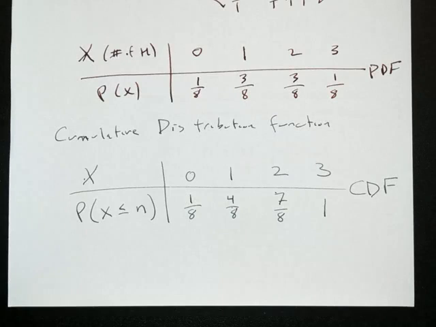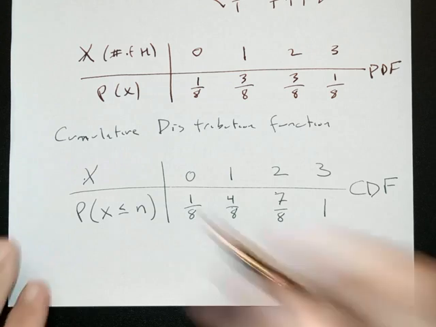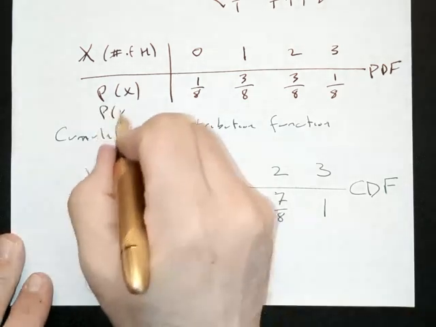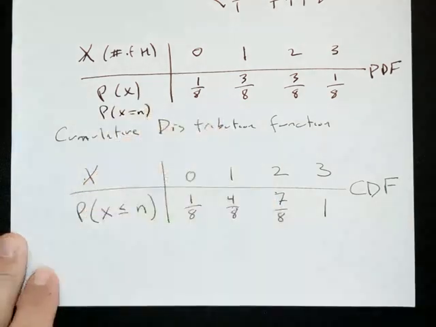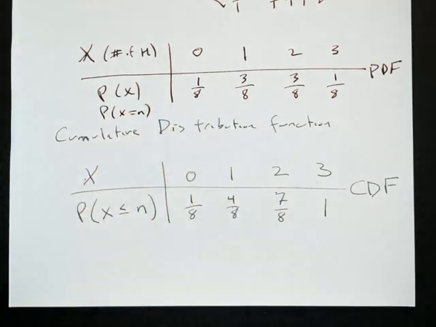I suppose technically I wrote something slightly wrong. Let me go back up there. In this one, instead of writing just P of X, I'm going to write it P of X equals our number. And then we can more clearly see the difference between these two. Equal versus less than or equal to.